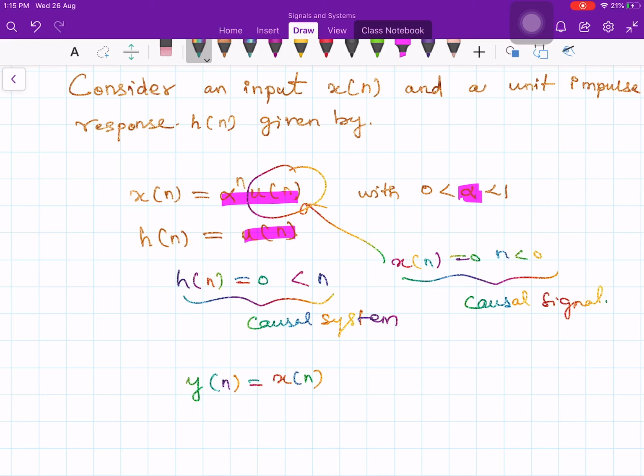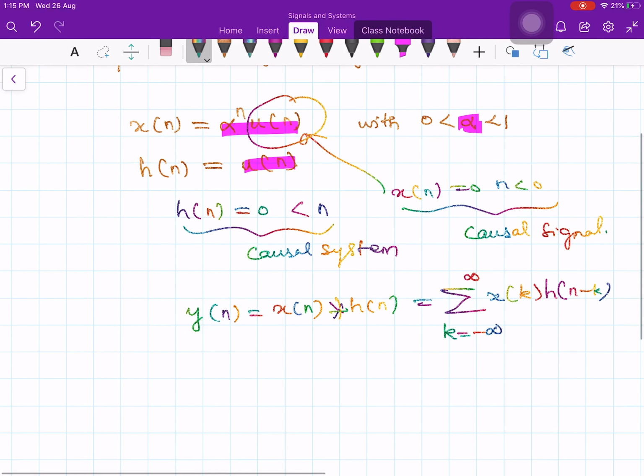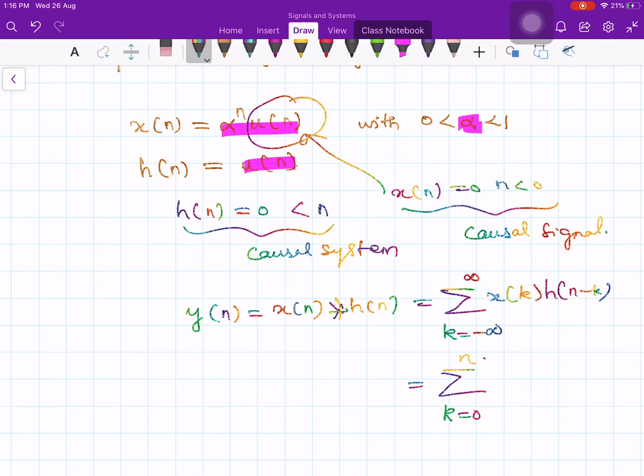Therefore, in the convolution sum, y of n is equal to x of n convolved with h of n. This is equal to the summation where k goes from minus infinity to plus infinity of x of k h of n minus k, and this would be equal to, concentrating only from k equal to 0 to n, no need to go up to infinity, x of k h of n minus k. So, very simple now. You can do it in this method, but let us adopt the conventional method and we will come to this one later on.